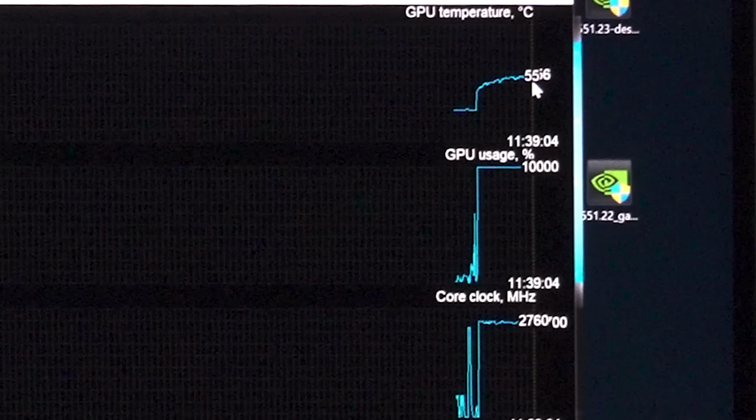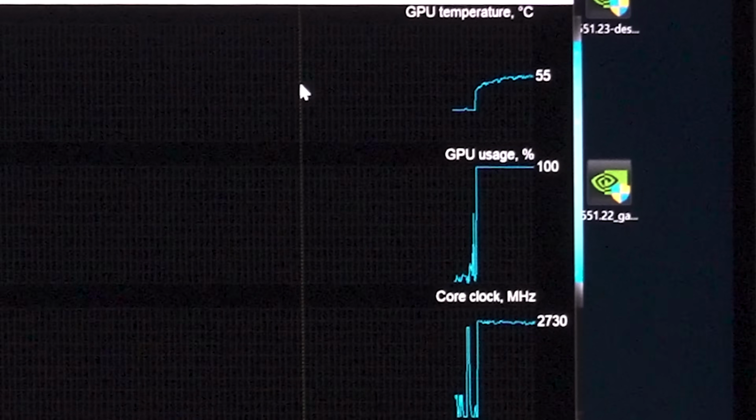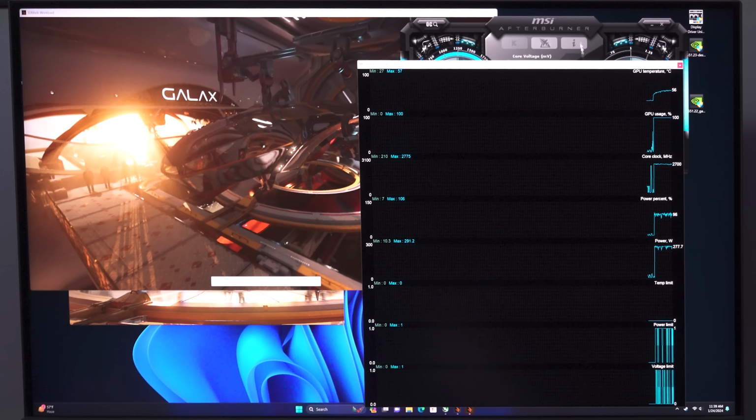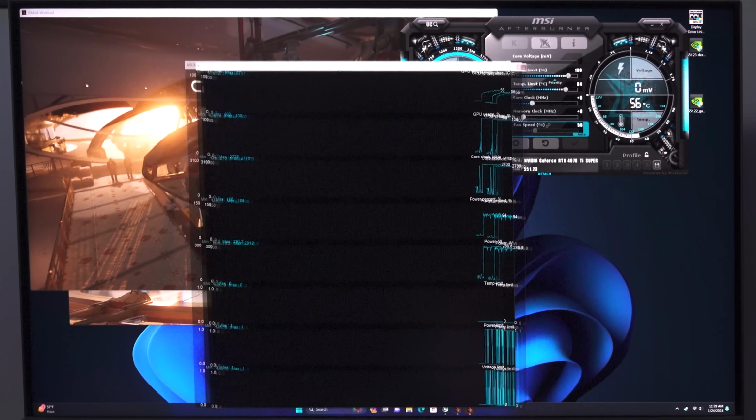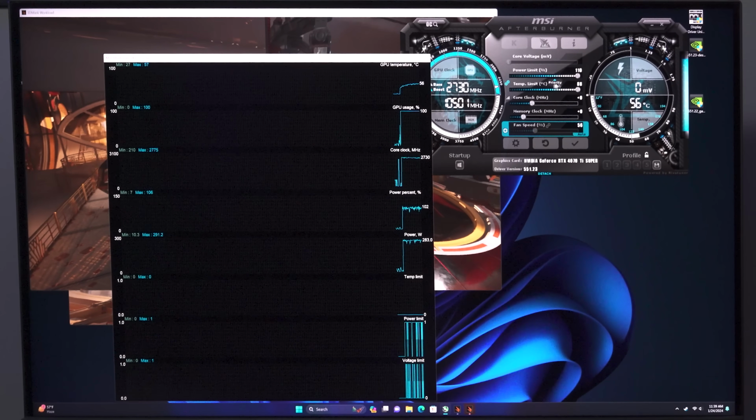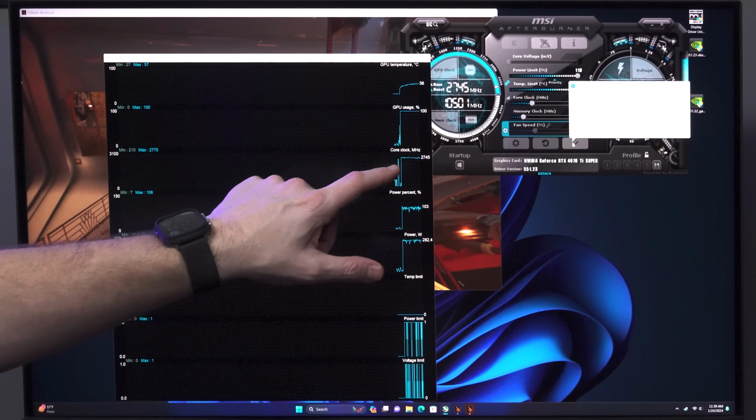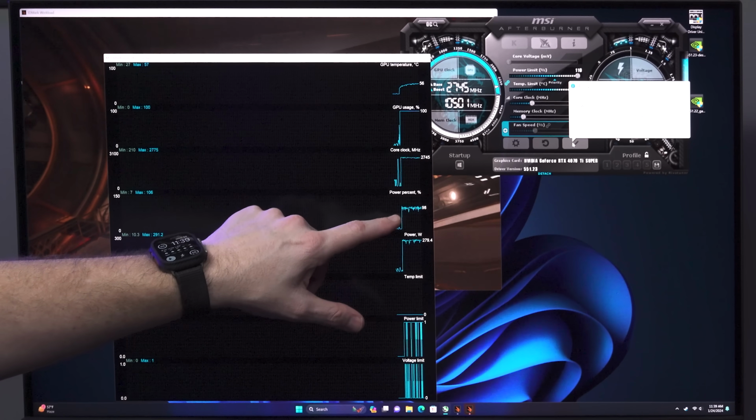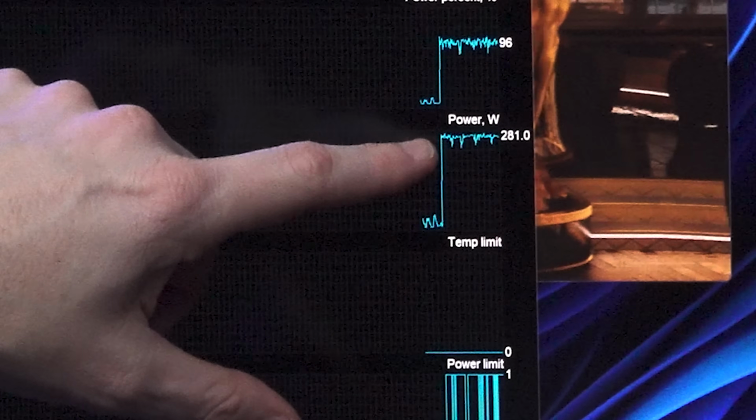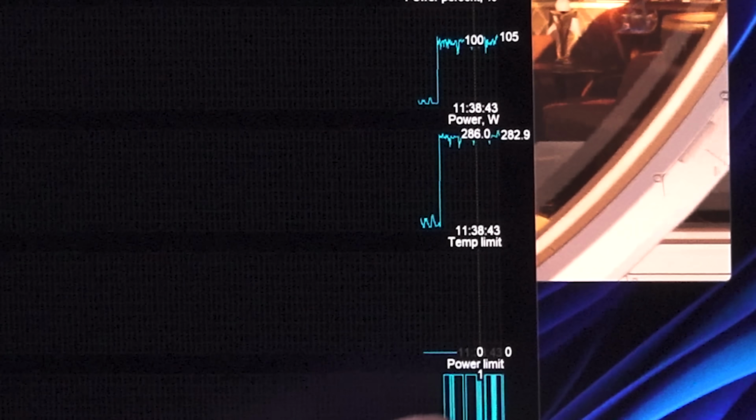So I think we have a lot of room for improvement, especially considering our temperatures right now. We're only at 56°C, 57, 55. So the very first thing I'm gonna do right here, while it's running, is go ahead and just maximize our power limit and our temp limit and hit apply. And I wanna see what's gonna happen to our power wattage right here. Boom, max that out. So 302, 304 instantly, and still power limited.